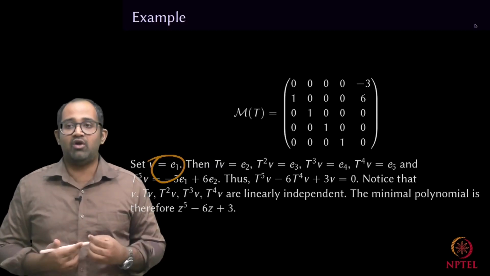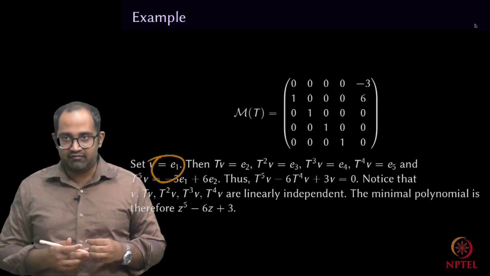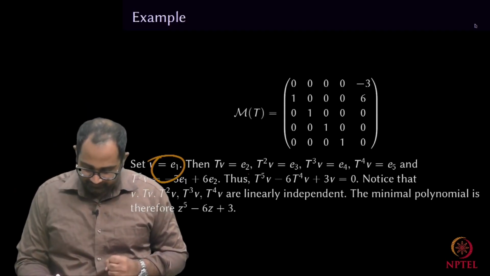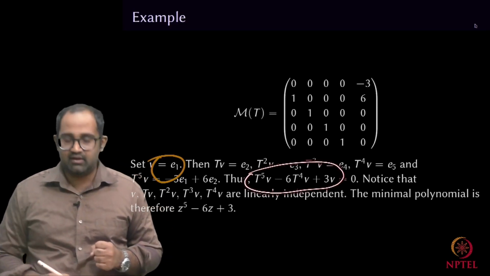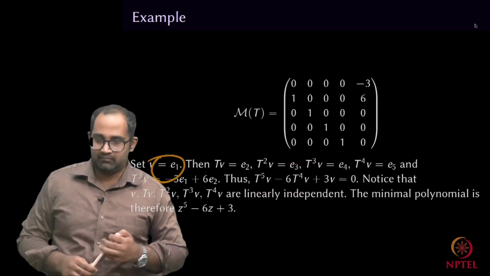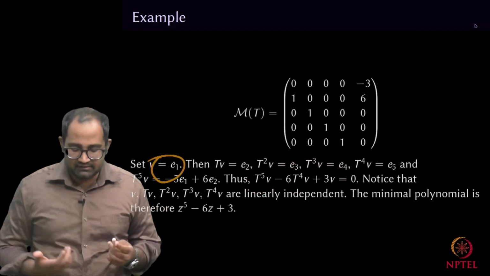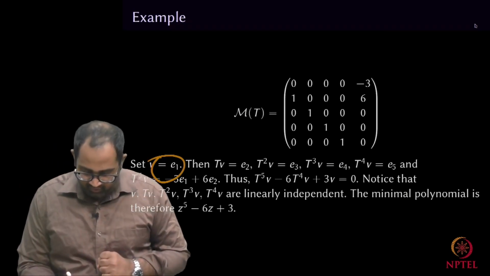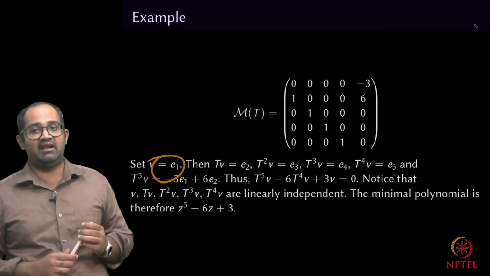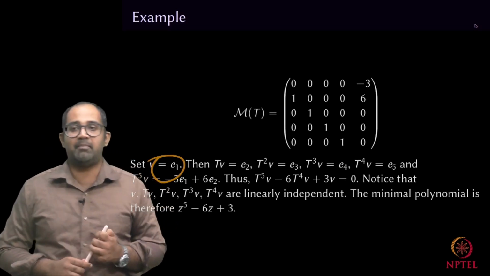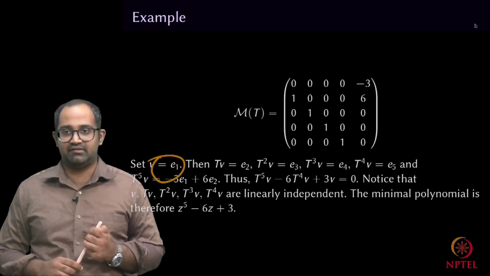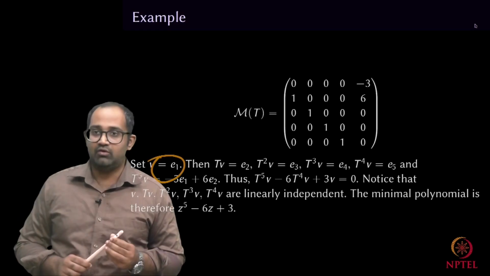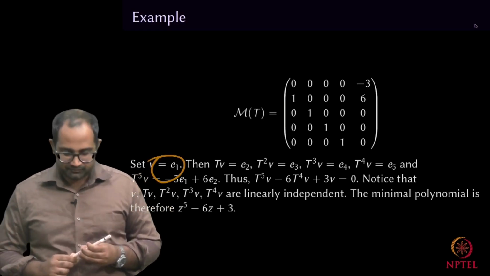So the minimal polynomial has to be of degree 5, and you have found one polynomial that kills v. Therefore, the minimal polynomial, by the reasoning that I gave in the last slide, has to be z^5 - 6z + 3. No choice. Okay.